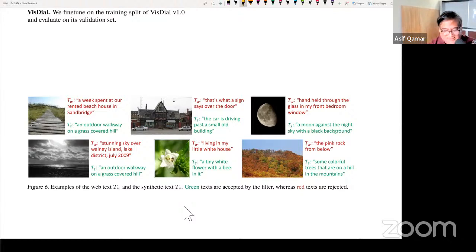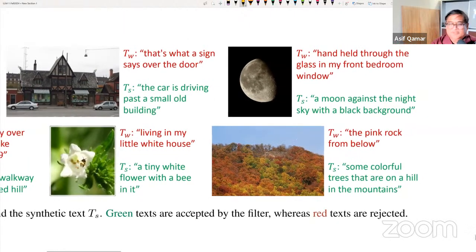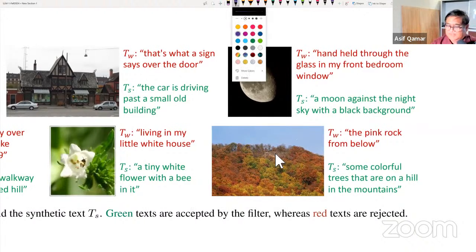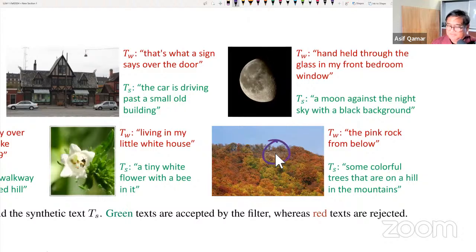Then the next one is living in my little white house. A tiny white flower with a bee on it and a pink rock from below. Where is the pink rock? I don't know. In the lower right, can anybody see the pink rock? I suppose the pink rock is this one. Perhaps. That's the closest you can come to the pink rock, if there is such a pink rock. I can't see one.